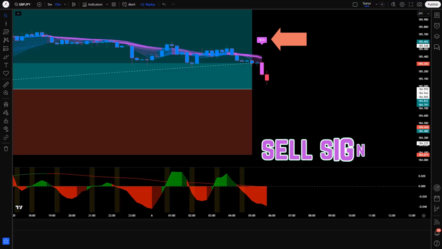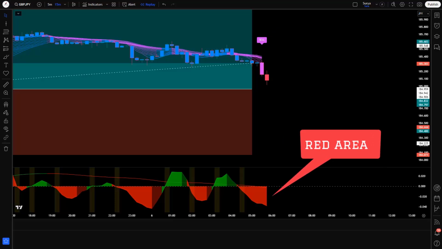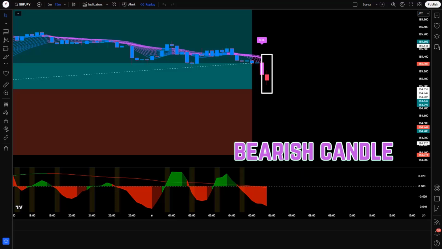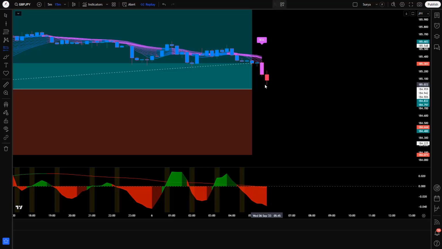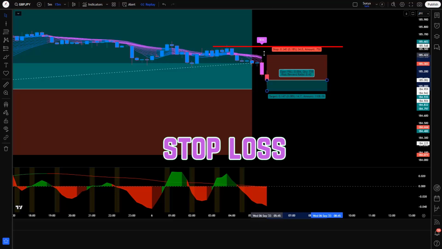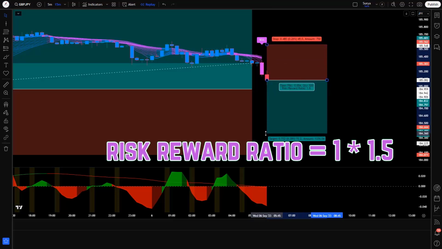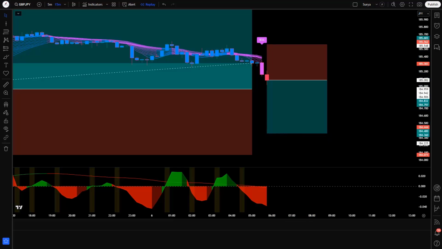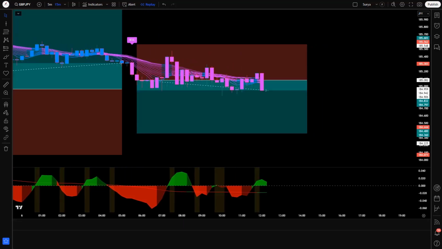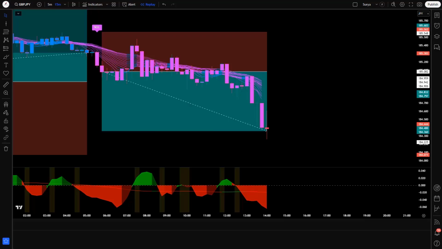When the Gold Digger AI indicator has given a sell signal, the bull trading Elliott wave oscillator indicator has formed a red area. And the market forms a bearish candle. So all these conditions are met, so we have to take a sell order, and our stop loss should be placed at the previous high of the market. And the risk-reward ratio will be 1 to 1.5. Let's see what happens to our trade. We have won the trade. Let's find the next trade.